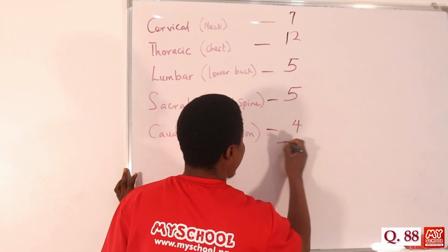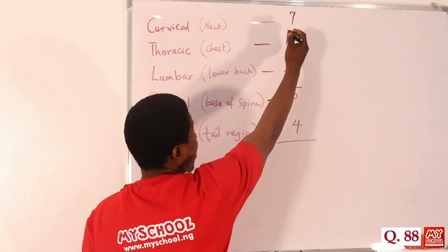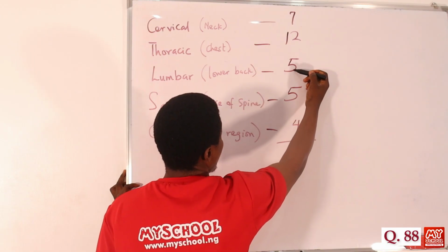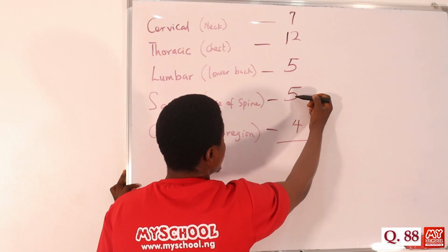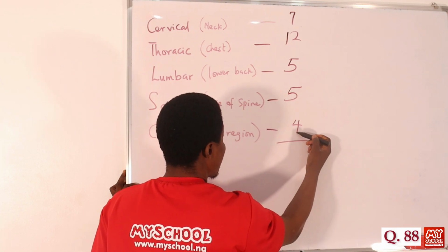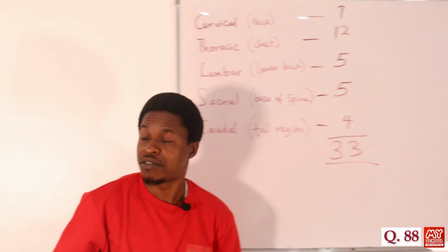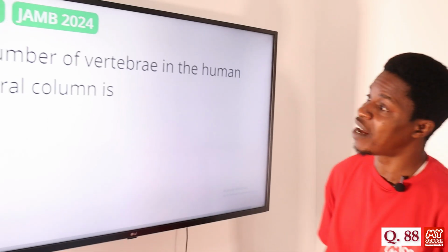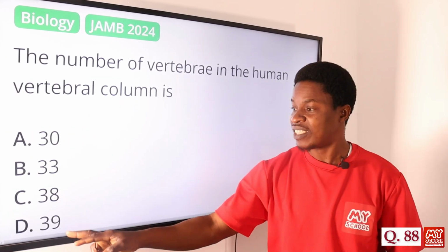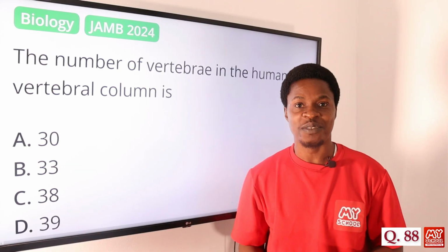The question says we should find the total number of vertebrae in the human vertebral column. So we can add this up. We have 7 plus 12, that's 19. 19 plus 5, that's 24. 24 plus 5, that is 29. And 29 plus 4, that's 33. So we have 33 of that. Let's move on to the screen now. The number of vertebrae in the human vertebral column is not 30, it's not 38, it's not 39, but 33. So the correct answer is option B.